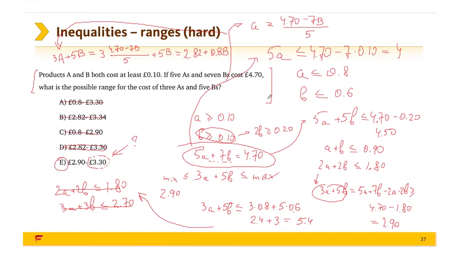But then we know, finally, that B is less than or equal to 0.6. That means that this whole expression here is less than or equal to 2.82 plus 0.8 times 0.6, which equals 3.3. So this is where this 3.3 comes from.